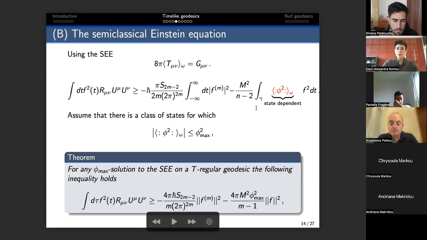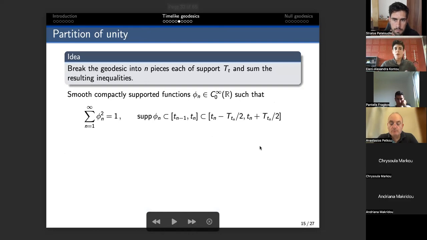So we don't want that for the singularity theorem. We want test functions that have a large support over the entire geodesic. So what we do, we break the geodesic into n pieces, each of support T of t, and then sum the resulting inequalities. So we have these smooth compactly supported functions that span the entire geodesic, and each of them has the support T.